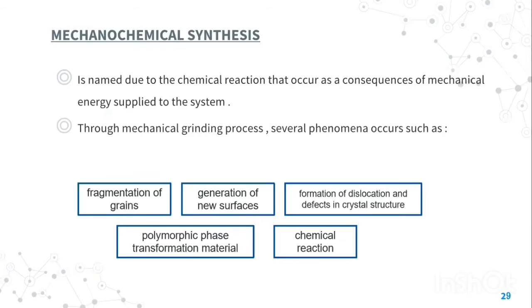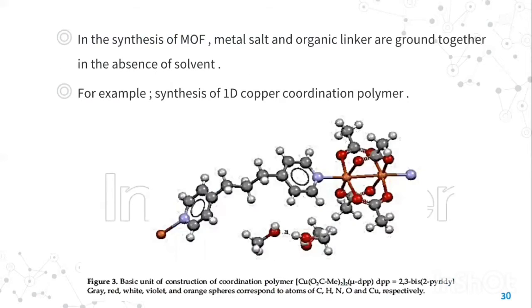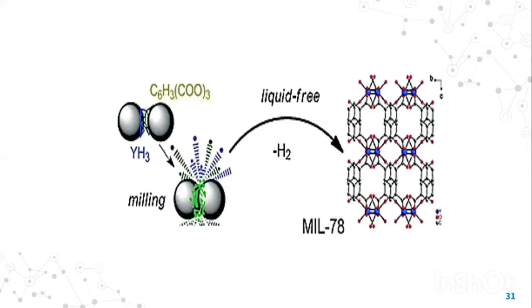Next, mechanochemical synthesis. It is named due to the chemical reaction that occurs as a consequence of mechanical energy supplied to the system. Through the mechanical grinding process, several phenomena occur, such as fragmentation of grains, generation of new surfaces, formation of dislocations and defects in crystal structure, polymorphic phase transformation of material, and chemical reaction. In the synthesis of MOF, metal salt and organic linker are ground together in the absence of solvent. For example, the synthesis of 1D copper coordination polymer. This is the example of the synthesis.